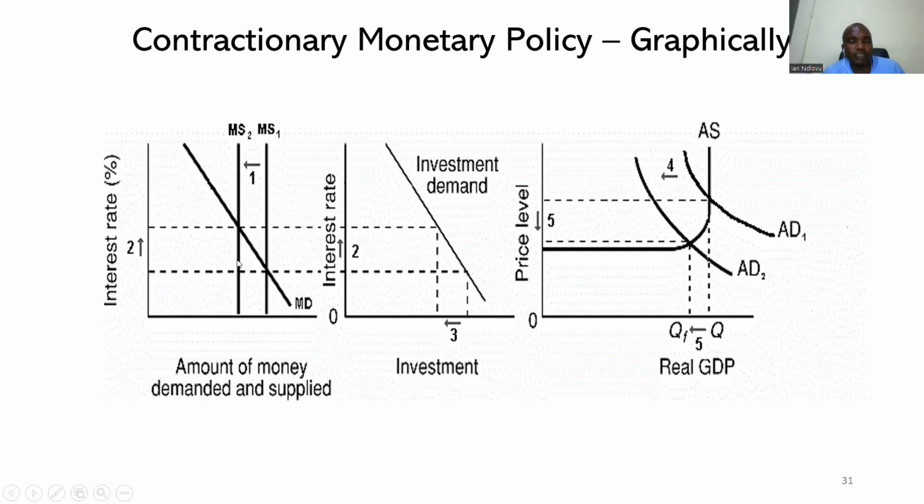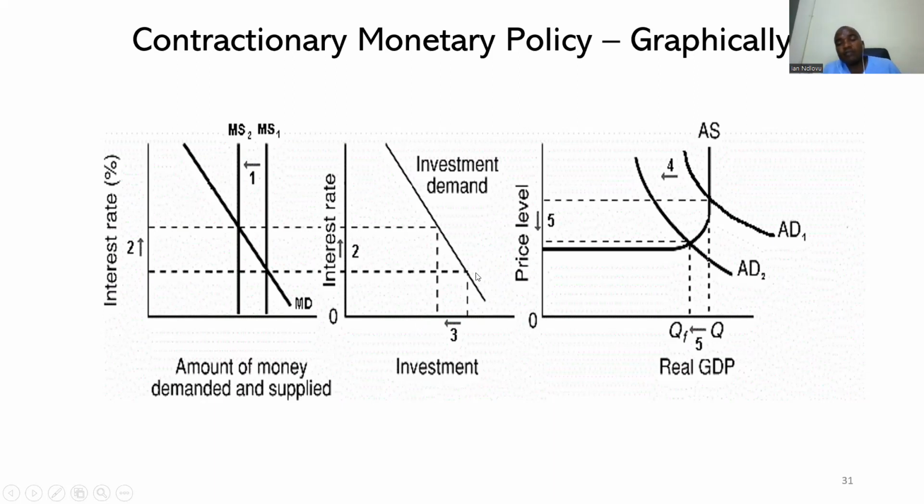In terms of this three-panel diagram, in the first panel, money market conditions are such that when we reduce money supply from MS1 to MS2, the interest rate rises from R1 to R2. And the amount of loanable funds that are demanded and supplied decline from L1 to L2. And this has the effect of reducing investment because of an increase in the interest rate.